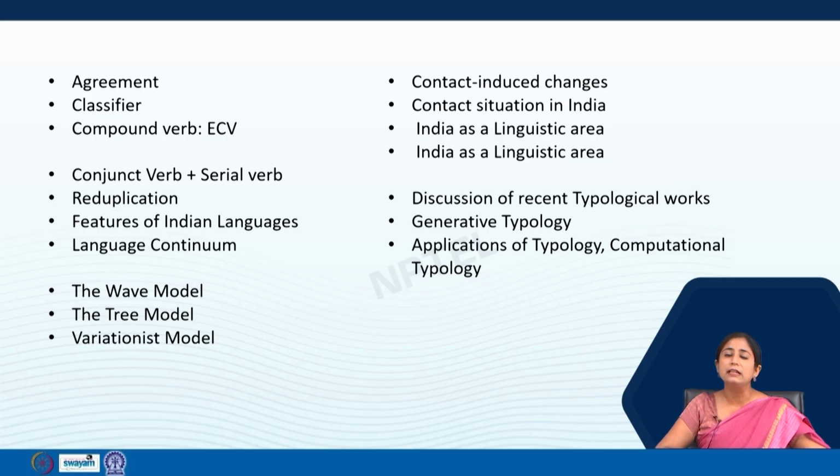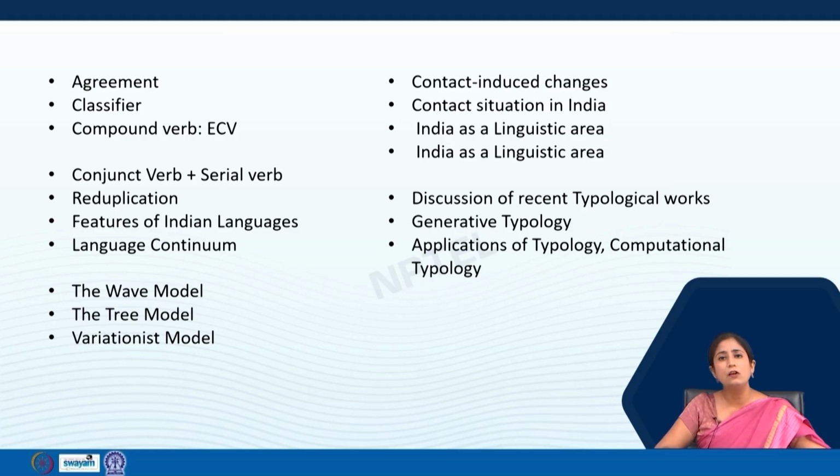When we talk about the Indian scenario, we also need to talk about contact induced changes, and as I said, we do study areal linguistics in collaboration with typology. We have seen lots of studies where both the typological point of view and the areal context have been used. So we will talk about contact induced changes, the contact situation in India, India as a linguistic area, and also we will discuss the recent typological works which are being done right now.